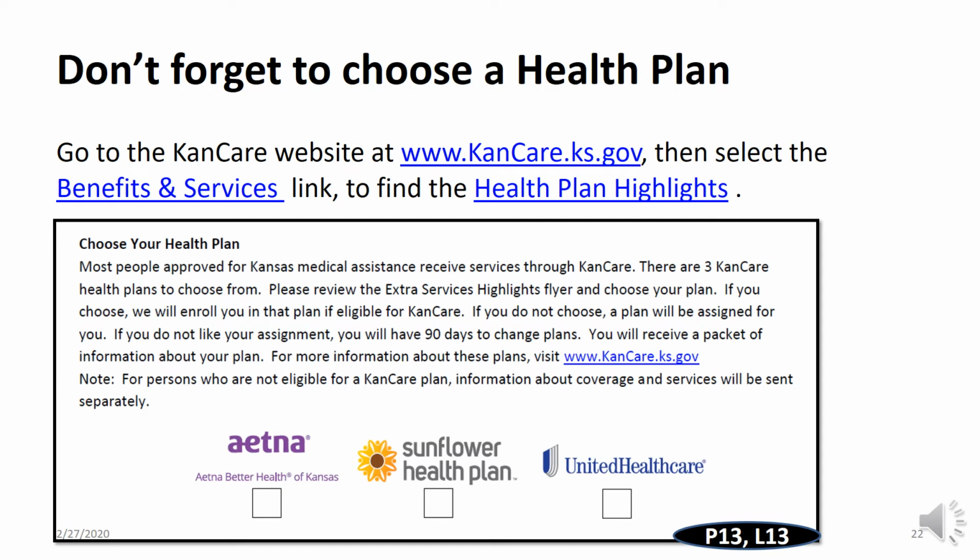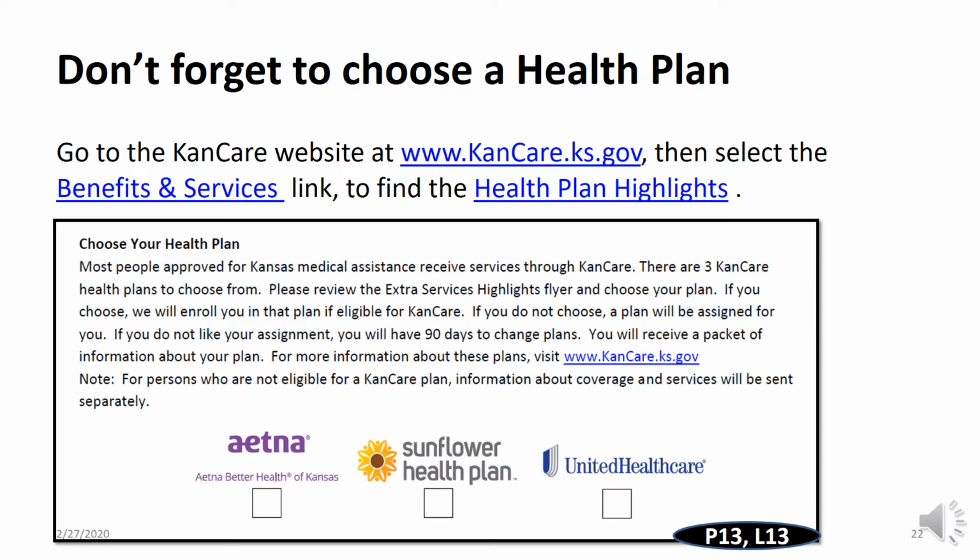Don't forget to choose a health plan. Go to the KanCare website at www.kancare.ks.gov, then select the Benefits and Services link to find the health plan highlights. It's a chart that shows you the differences between the three MCOs as far as any services they provide above and beyond regular Medicaid services. So it's called their extra or value-added services.